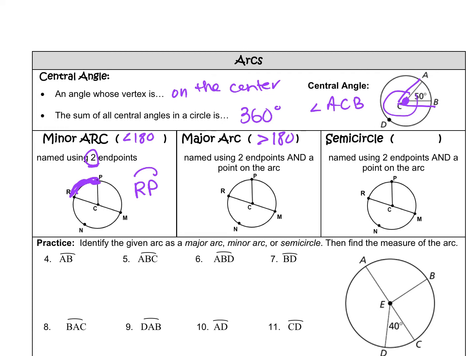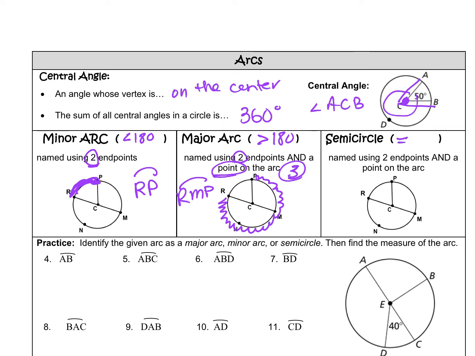A major arc, when you think of minor, small, major, big, has to be greater than 180 degrees. And you name this by the endpoint and another point. So you have to have 3 total points to name a major arc. So if I'm going to name this right here, I'm going to follow it all the way around. So I'm going from R, and then I got to go through at least one other point, M, P. That would be my major arc. Because it is greater than 180 degrees, you're going to have 3 letters because it's bigger.